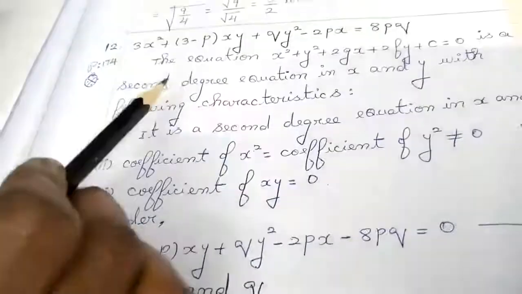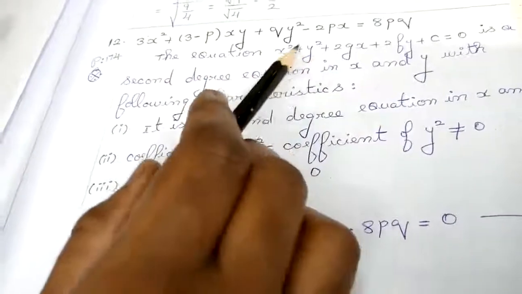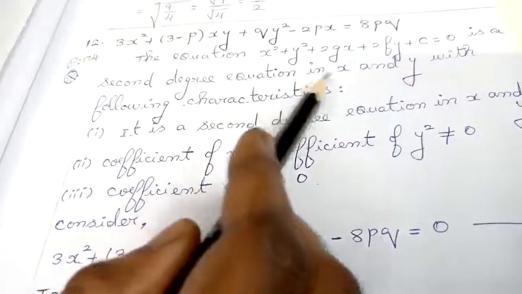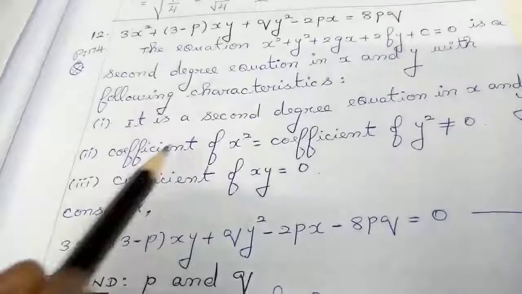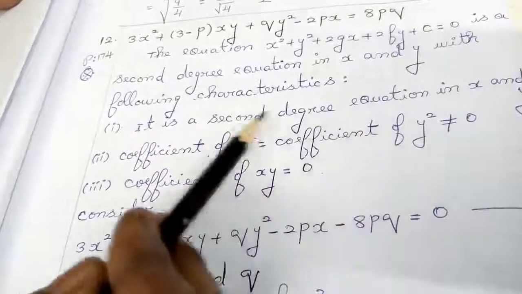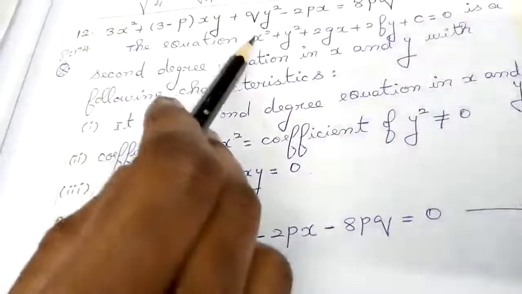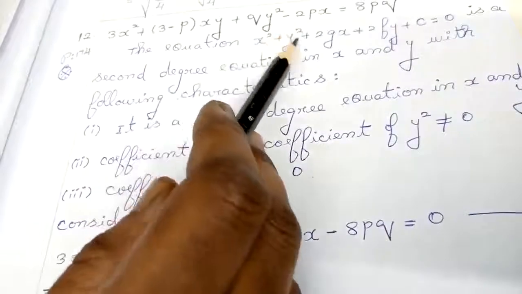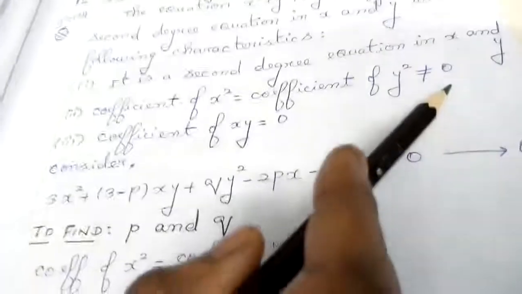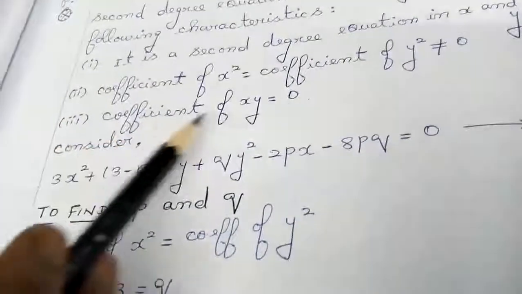They have given you this equation, students, and the condition we are going to use is this: the equation x square plus y square plus 2gx plus 2fy plus c equal to 0 is a second degree equation in x and y with the following characteristics. First, it is a second degree equation in x and y, that is, x square and y square are the highest degrees. The second one is coefficient of x square is equal to coefficient of y square, not equal to 0. Third one is coefficient of xy equal to 0.